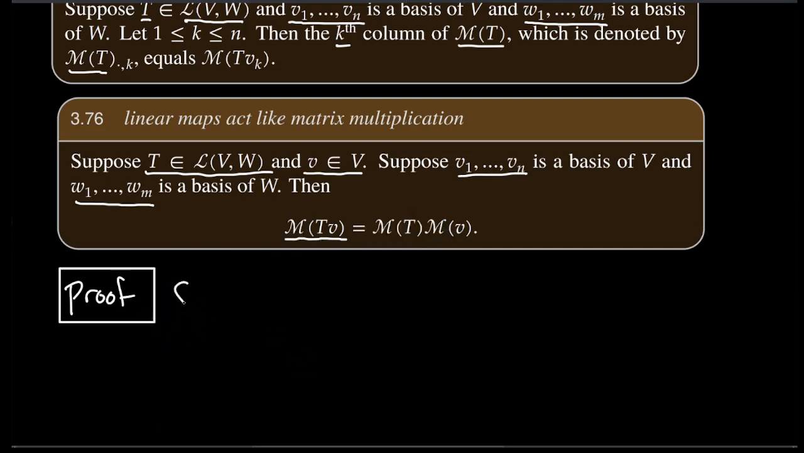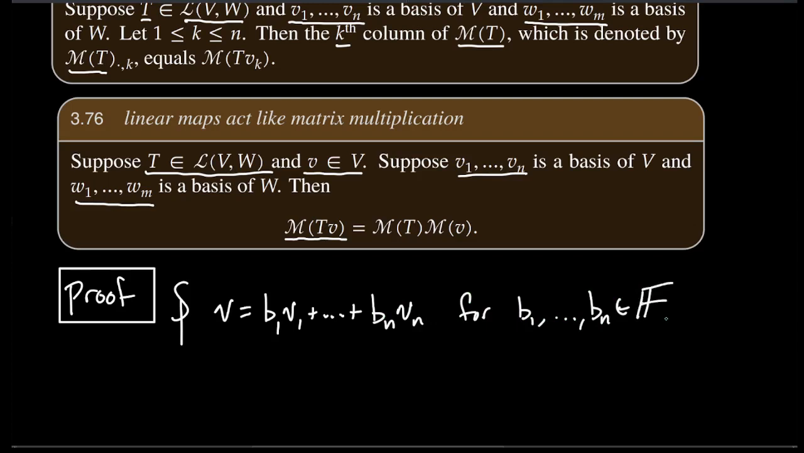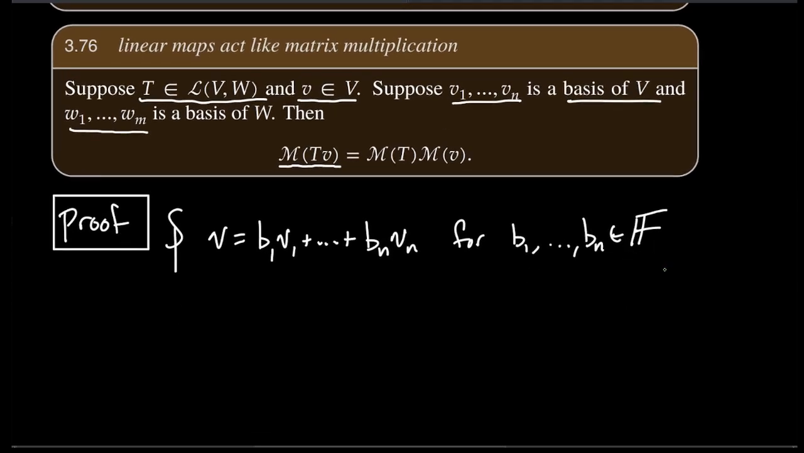I won't write suppose all the way, I'll just do the SP. Suppose v is equal to b1 v1 plus dot dot dot all the way down to bn vn, for b1 through bn some field elements. This is always possible since v1 through vn, that list right there, is a basis of V. So you can write every v as a linear combination of these basis elements. So there are some such scalars such that you can write v as a linear combination of those guys.